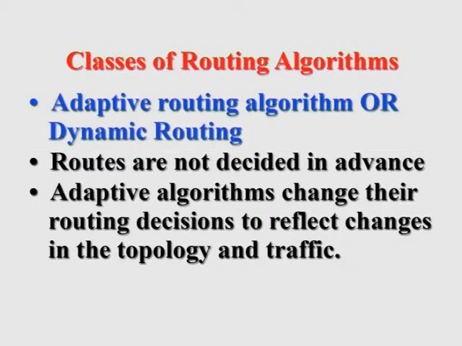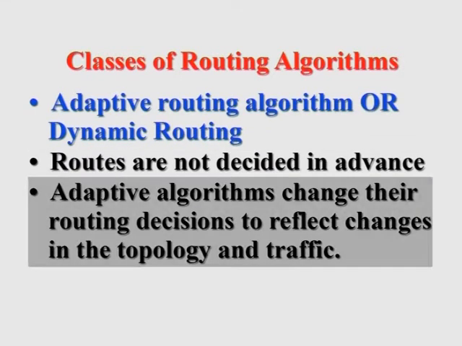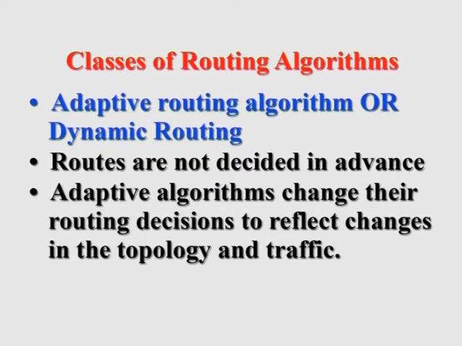In the case of adaptive algorithms, routes are not decided in advance. Adaptive algorithms change their routing decision to reflect changes in the topology and traffic. There are many adaptive algorithms. These algorithms differ in the manner they get their information, when they update the routes, and what metrics are used in them for optimization. As adaptive algorithms change their routing decision on the run, they are also called dynamic algorithms. Now we will discuss some static and dynamic routing protocols.